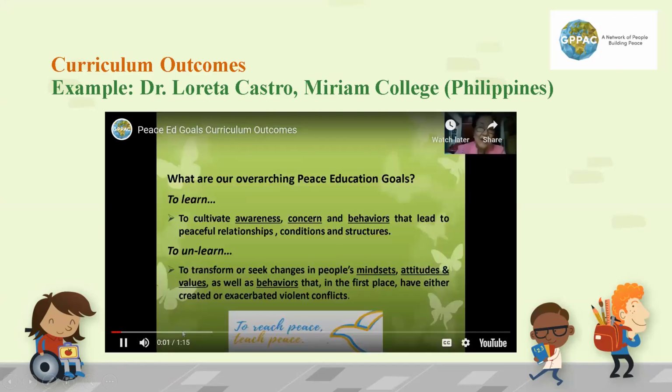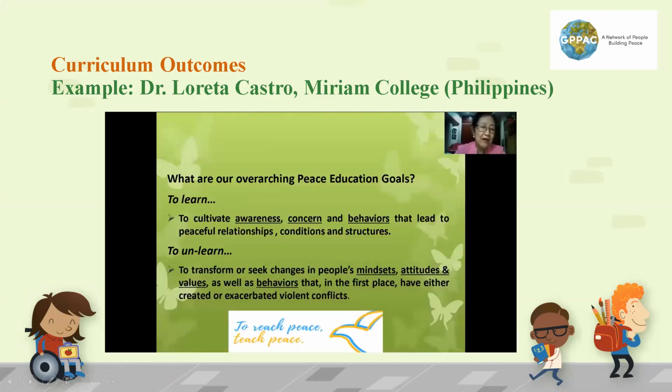So we say that we seek to learn and unlearn. And when we say we seek to learn, it is really to cultivate awareness, concern, and behaviors that lead to peaceful relationships, conditions, and structures. But at the same time that we want to learn this, we also realize that there are things that we have to unlearn, and these are patterns of thinking and patterns of behavior that have led us to more and more violence in our society.